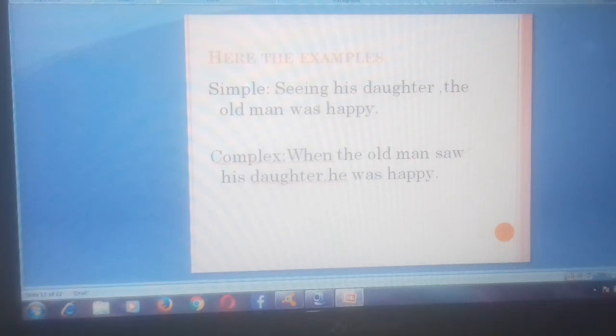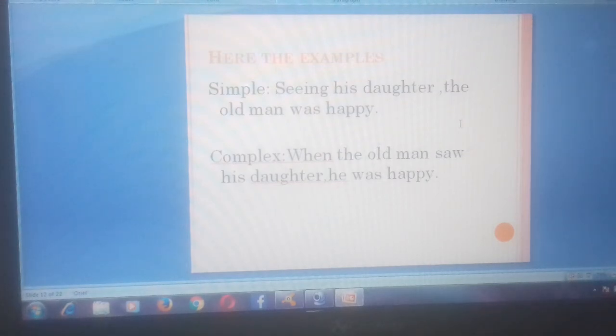So in the simple sentence we find only one subject, the old man, but in the complex sentence we find two subjects, the old man and he. In the simple sentence we find only one verb, that is "was", but in the complex sentence we find two verbs, "saw" and "was".